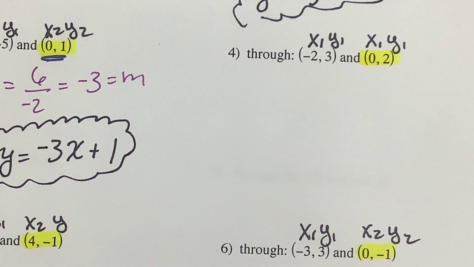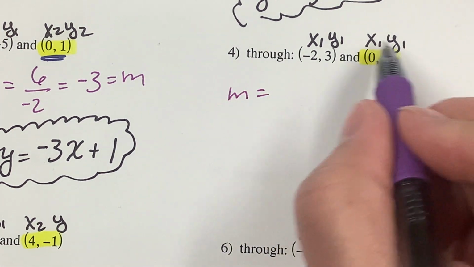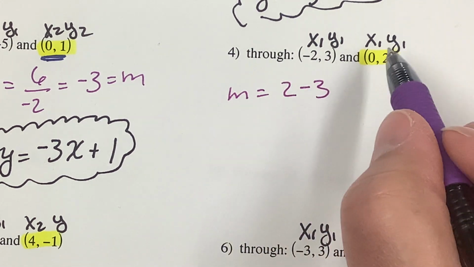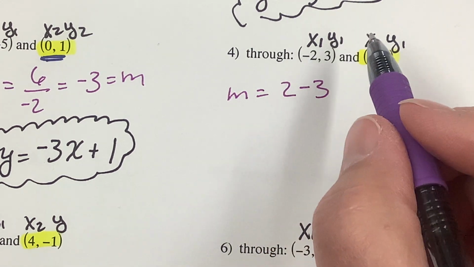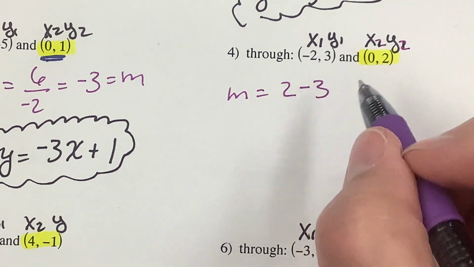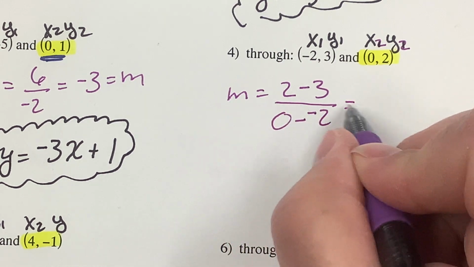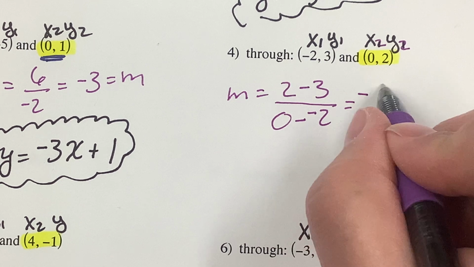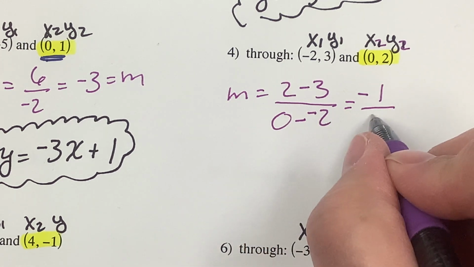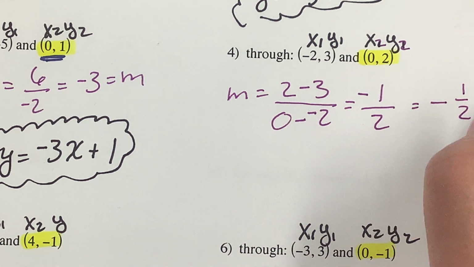The next one. M equals y2 minus y1, 2 minus 3 over x2 minus x1, so 0 minus negative 2. 2 minus 3 is negative 1. 0 minus negative 2, keep change, positive 2. So I have negative 1/2 for m.